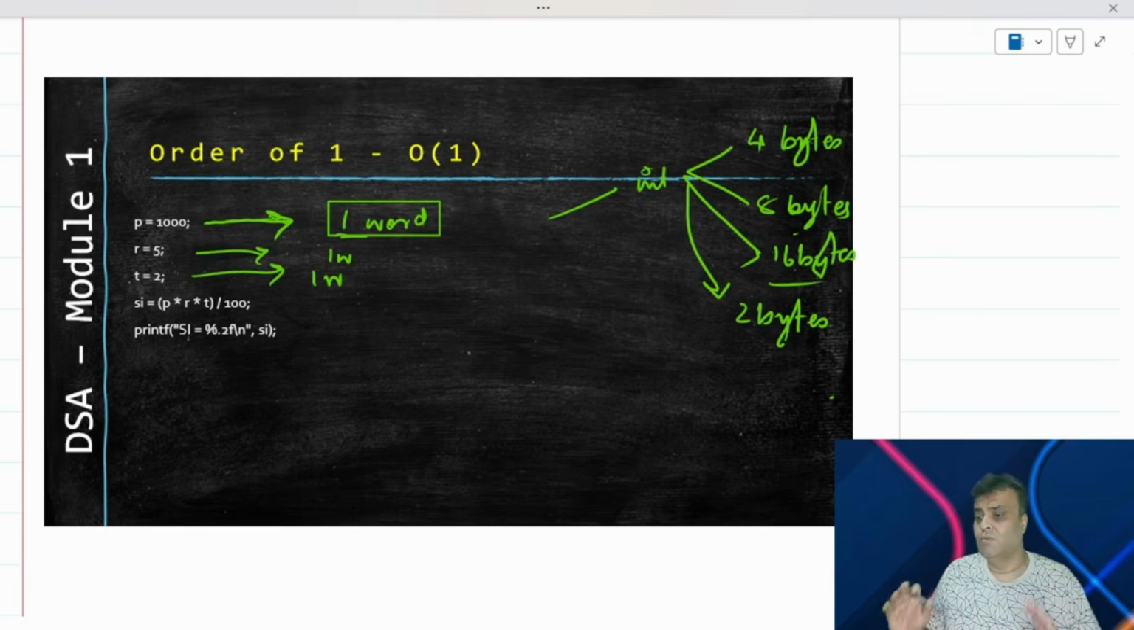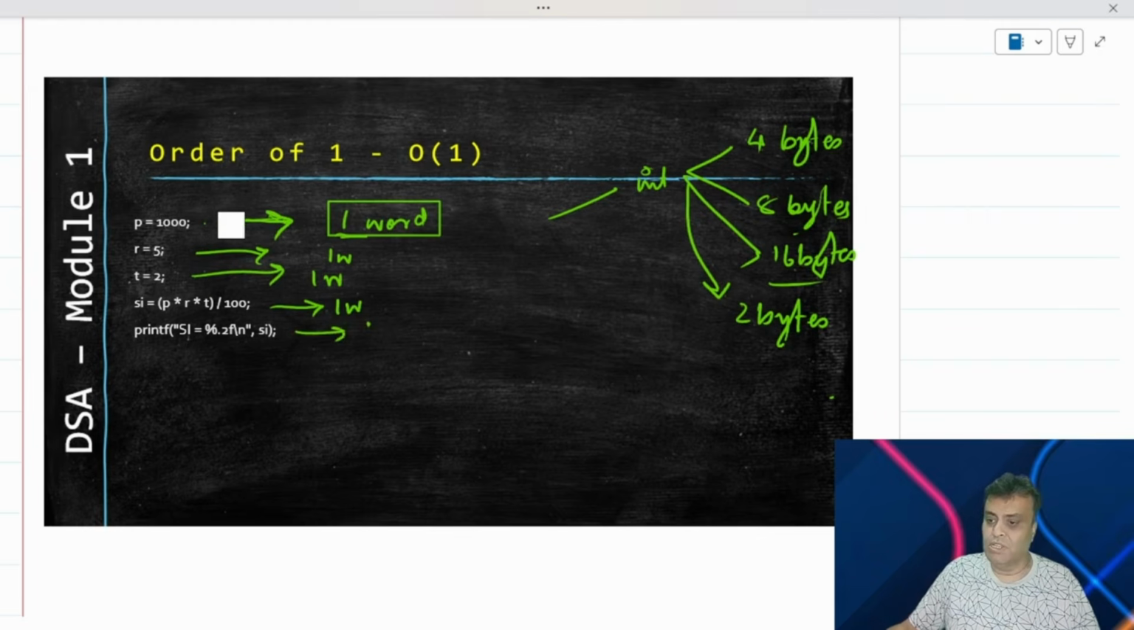So I will say I need 1 word. You give me whatever is your standard word, I will execute it with that 1 word. Right? So that is where I'm trying to generalize things and saying that I need 1 word of space. So actually speaking, we should not be doing it in this manner.